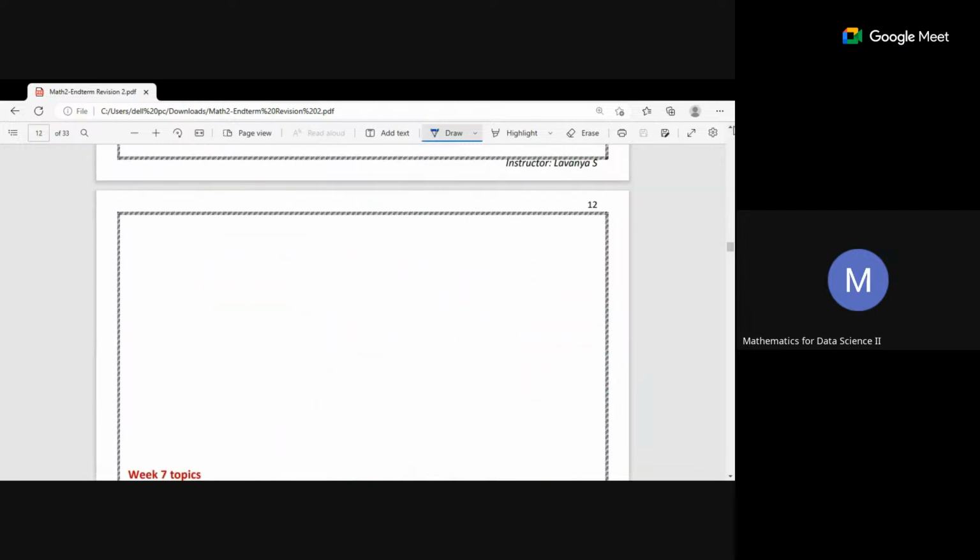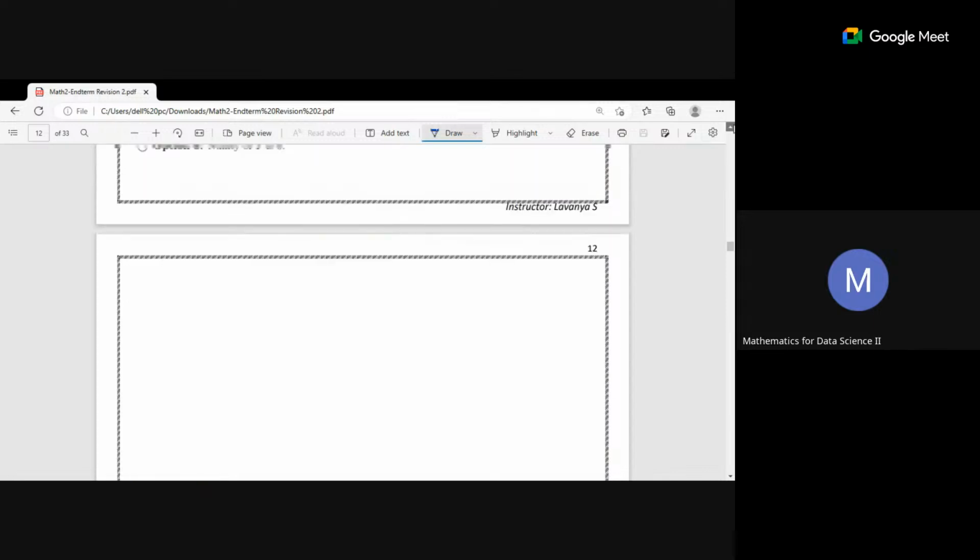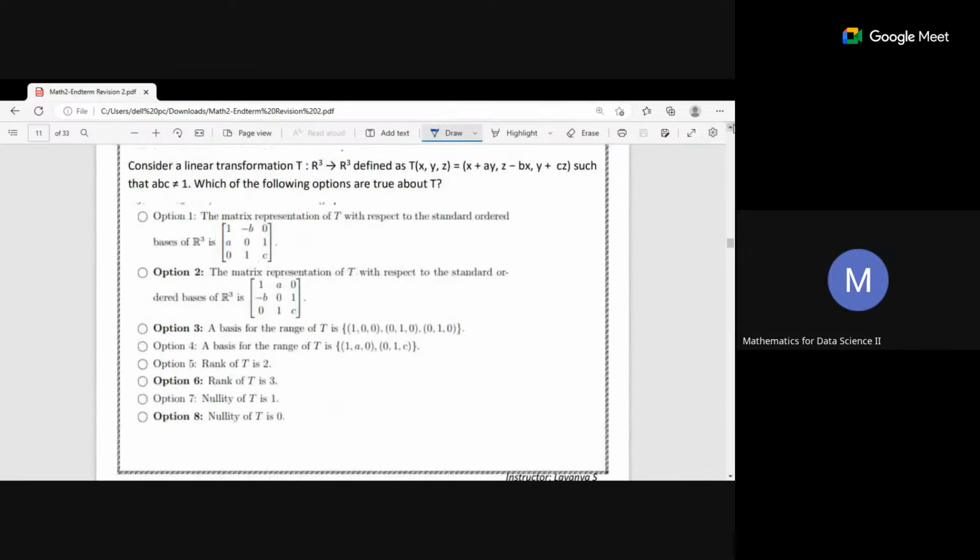Okay, so what's the next question? Consider a linear transformation T from R3 to R3 defined as T of (x, y, z) equal to (x plus a y, z minus b x, y plus c z) such that the product ABC is not equal to 1. Which of the following options are true about T? So what is the matrix representation? What is T of e1?